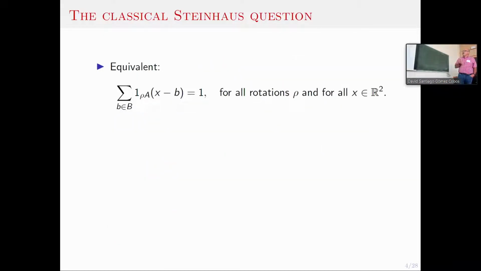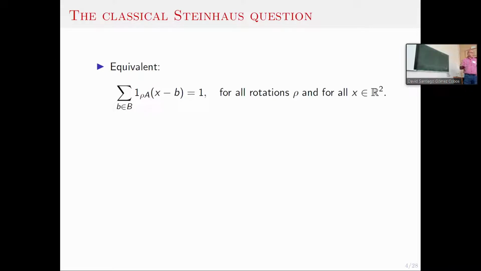So let's state this in an equivalent way. Let the variable b run through the points of B, and rho A is a rotation, not translation, just a rotation of A. So rho is any rotation. I want for all rotations of A and for all translates of B, this sum to be exactly 1, which means there's exactly one b. I would make this 1, which is exactly what we want. That's two sets intersecting in one point.